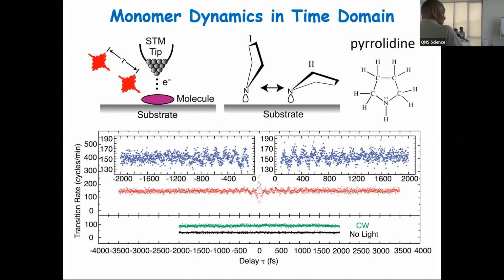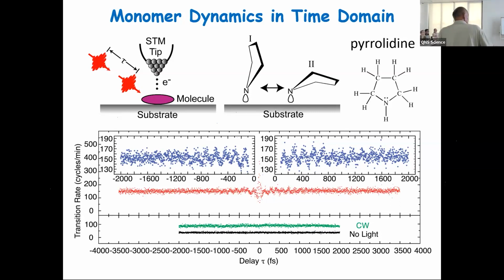So the delay scan looks a little noisy because of the way we did the experiment: we just count the switching, how many switching events per second or per minute, as a function of the delay between two pulses. So if the laser can drive the conformation change, then you can measure the transition rate, that is the switching rate, as a function of delay.